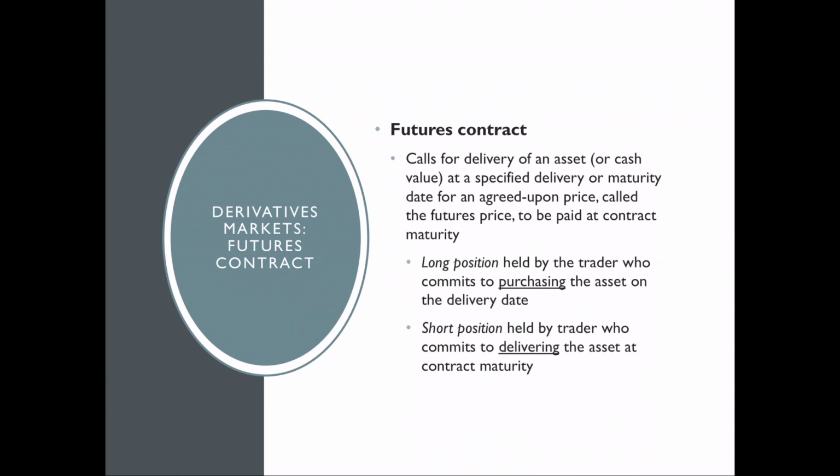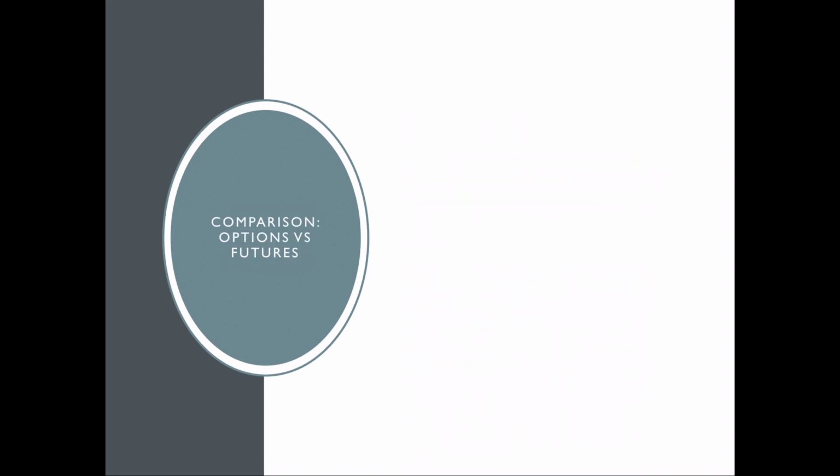Two positions for a futures contract. If you hold the long position, you commit to purchasing the asset on the delivery date. If you hold the short position, you are committing to delivering the asset at the contract maturity. So what are the main differences between these two? Again, we're just going into a basic intro into these derivative securities.